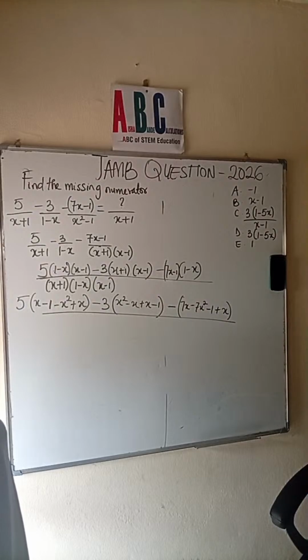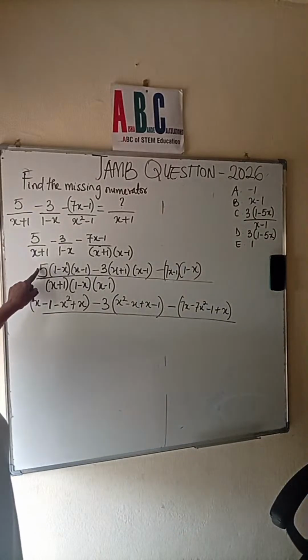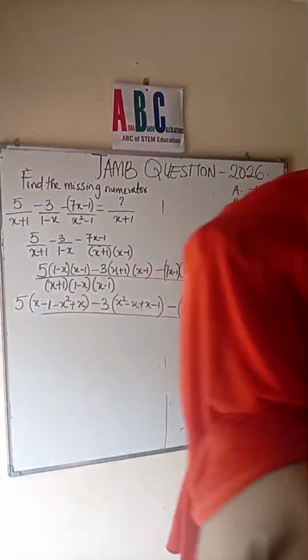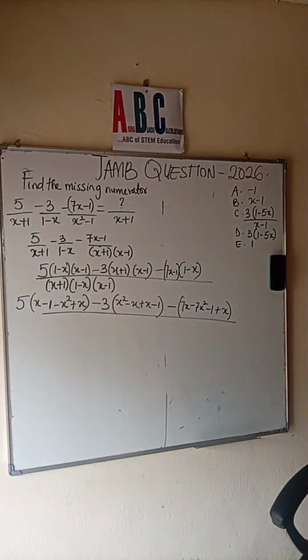should I do it this way, or should I take each value and divide by the denominator? Should I expand? What do you guys suggest? Which one will work better? Okay, we should do it this way.